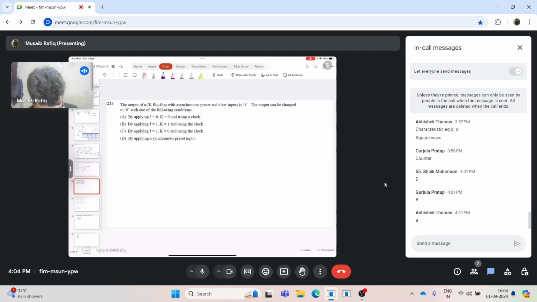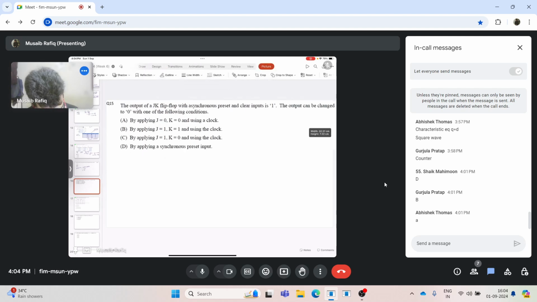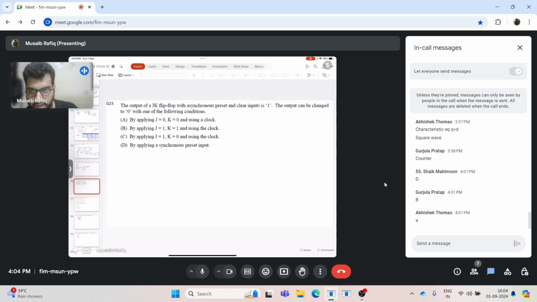Now question number 15. These are pretty simple questions and that's why I want your engagement for these questions. Question 15 asks: the output of a JK flip-flop with asynchronous preset and clear inputs is 1. The output can be changed to 0 with one of the following conditions. A, by applying J equal to 0, K equal to 0 and using a clock. B, by applying J equal to 1, K equal to 1 and using the clock. C, by applying J equal to 1, K equal to 0 and using the clock. D, by applying a synchronous preset input. So which option do you think is the correct answer?